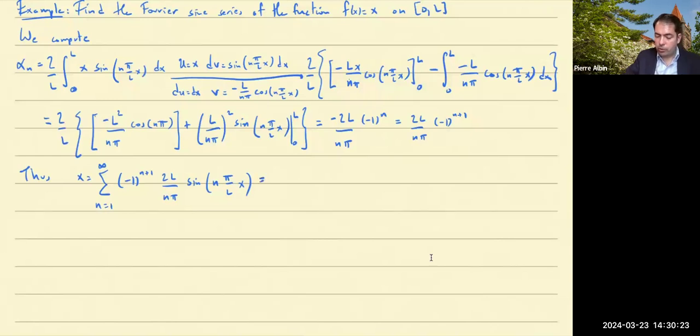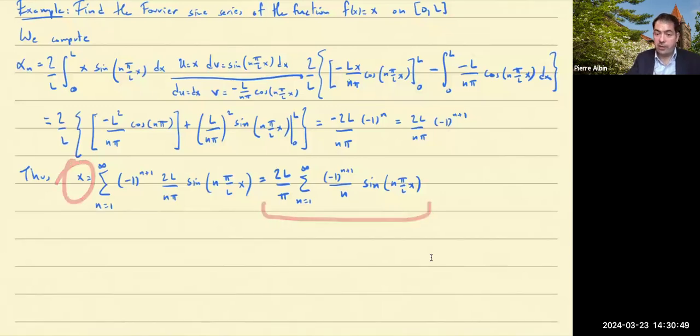Okay, it's fine just as it is, but you could pull out the factors that don't depend on n and then just keep the sum of minus 1 to the n plus 1 divided by n times sine of n pi over L x. Okay, that's the Fourier sine series for the function x. And as we talked about a moment ago, this is guaranteed to converge, and it converges to this value as long as you're in the interior of this interval.